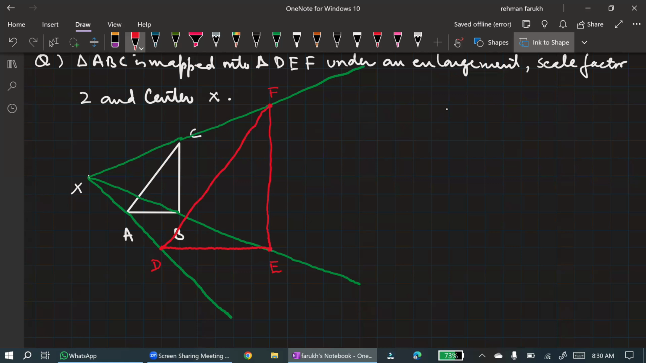No, sir. Okay. Now if the scale factor is negative, then we will join X with A and extend on the other side. Should I elaborate the concept with an example with a negative scale factor? Yes, sir. Okay.